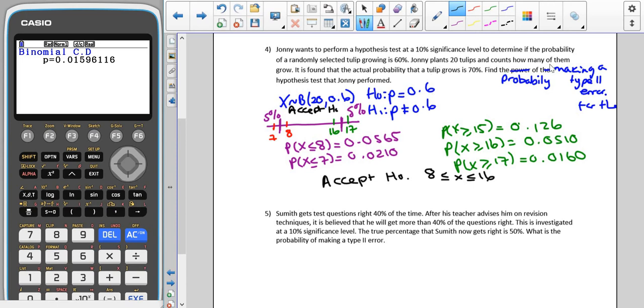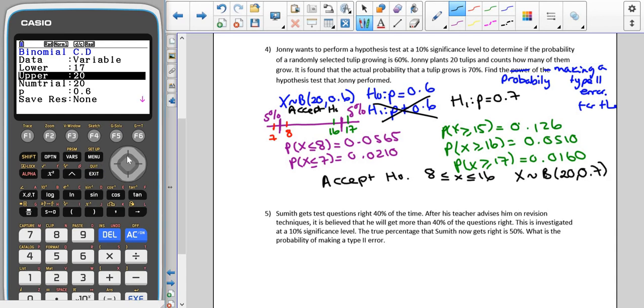We are then told that it is found that the actual probability of a tulip growing is 70%. So we're changing our H1. Instead of it being not equal to 0.6, we are using equal to 0.7. And we're having a look at this probability of being between 8 and 16, given that we're now looking at the probability being 0.7. So what we're actually going to be using now is x follows the binomial distribution with an n of 20 and a probability of 0.7.